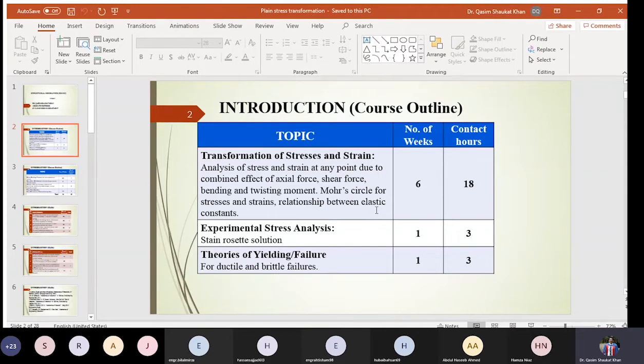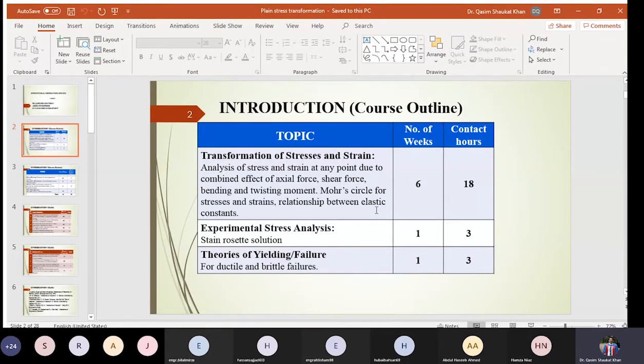So one particular pattern of strain gauges is basically a strain rosette, and in the strain rosette solution you will practically measure the strains from the strain rosettes, and then using these elastic constants you can calculate the stresses, normal stresses, shear stresses, and so on.